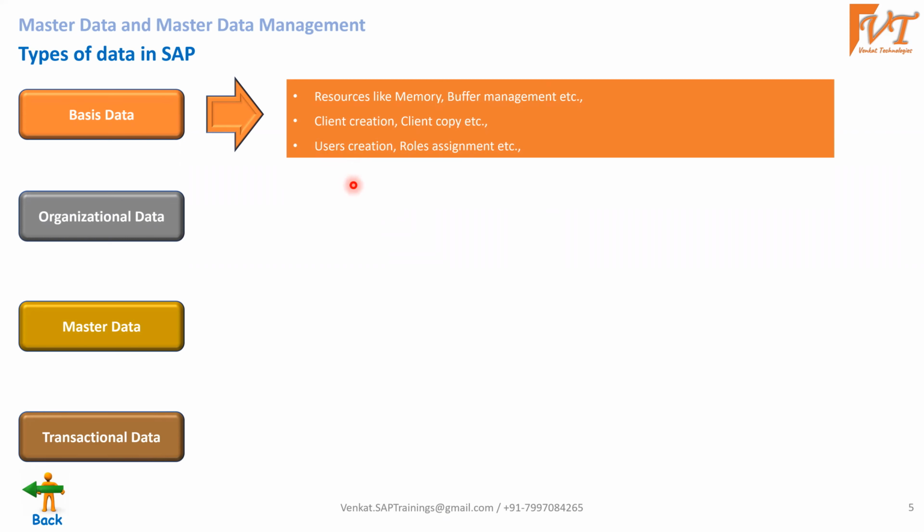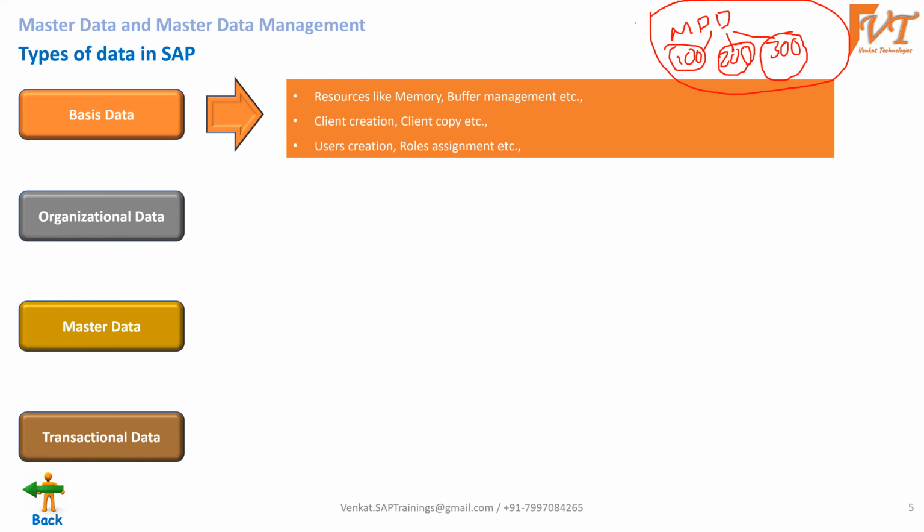If we take any system, let's say I have a system called MDD. It can have different clients: 100, 200, 300, etc. So 100 can be a development client, 200 can be a unit testing client, and 300 can be a functional testing client. It depends on the project and the customer, the landscape, and so on. Client creation and client copies are all considered basis data.